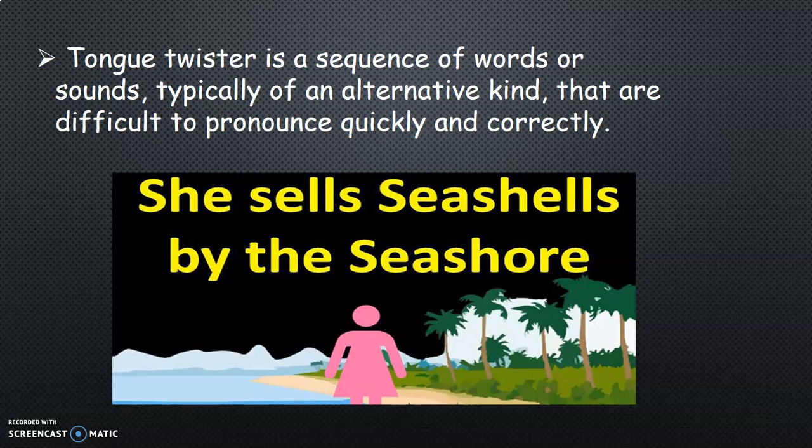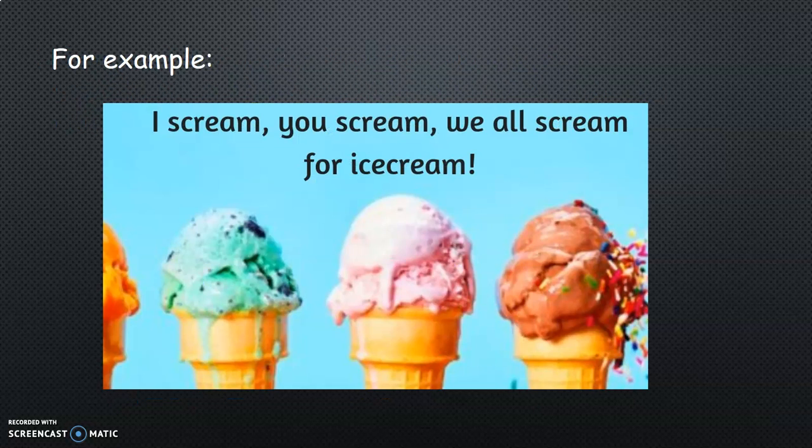Okay, see the next example, which is very famous. That is I scream, you scream, we all scream for ice cream. So this is a famous, or you can say world famous tongue twister. So now I hope you are familiar with this game. When we play this game, it is very interesting and funny. So hope we'll play this game. Okay, now let's move to the next.